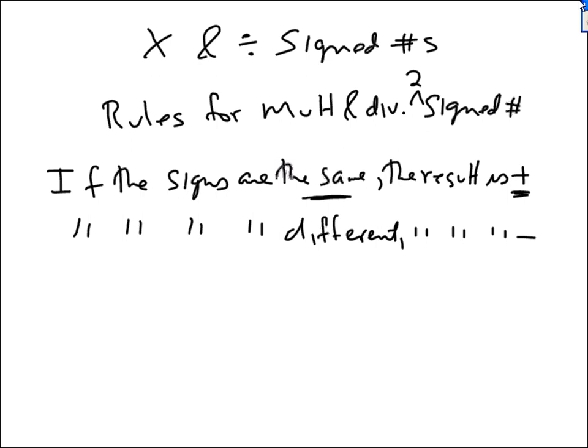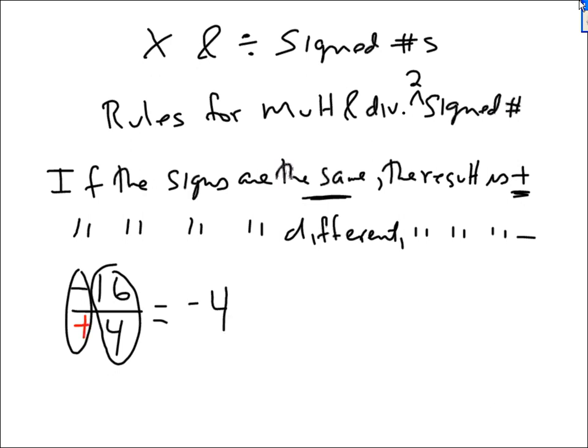The signs are different. Negative 16 over 4. Well, with respect to the 4, it's understood to be positive. The signs are different, and I'm dividing. The answer is negative. Negative what? 16 divided by 4. That's 4. Answer, negative 4.